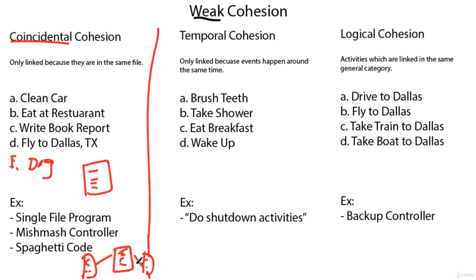Just a file, all that it has is that it's in the same file. The next one is the idea of temporal cohesion. That means they're linked together because events happen around the same time. For a real world example: brush teeth, take shower, eat breakfast, wake up. What are these? These are a morning routine. They all happen right around the beginning of our morning. So they're linked together. They're better than this over here. But again, it's not very helpful because there are still activities that are all over the place here.